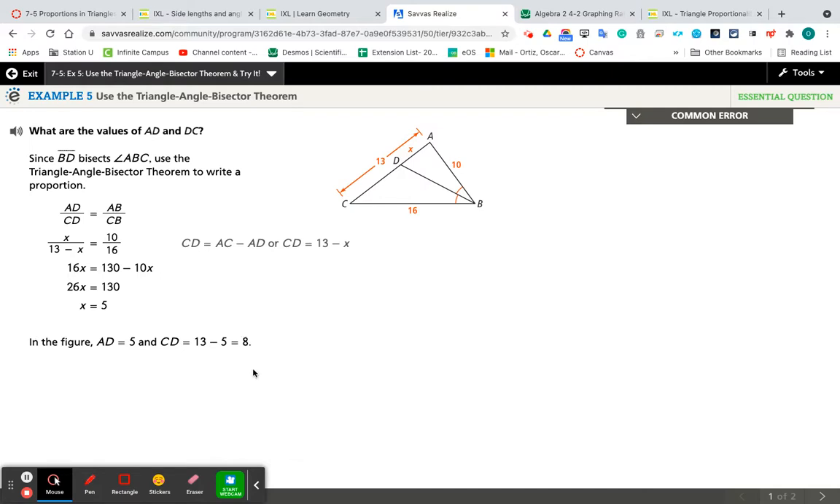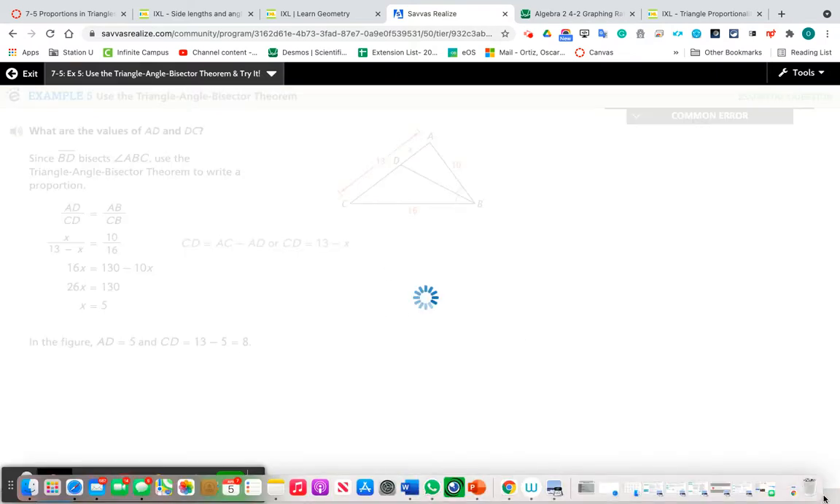Because x equals 5, then we can find AD is going to be 5, and of course, CD will be 13 minus 5, which is going to be 8. So we can find both lengths of those two segments determined on the segment AC. Just try to keep that in mind.